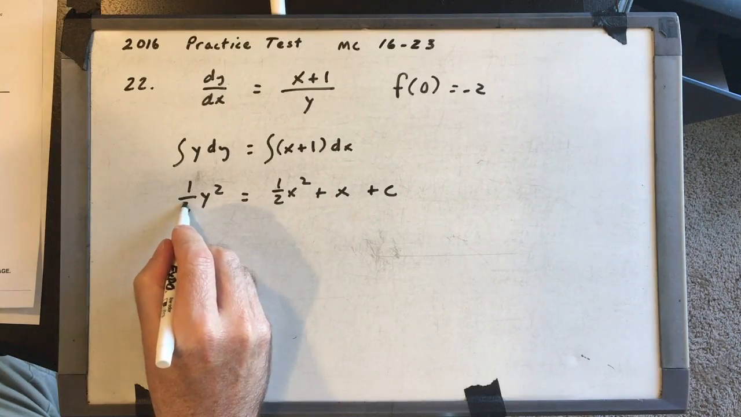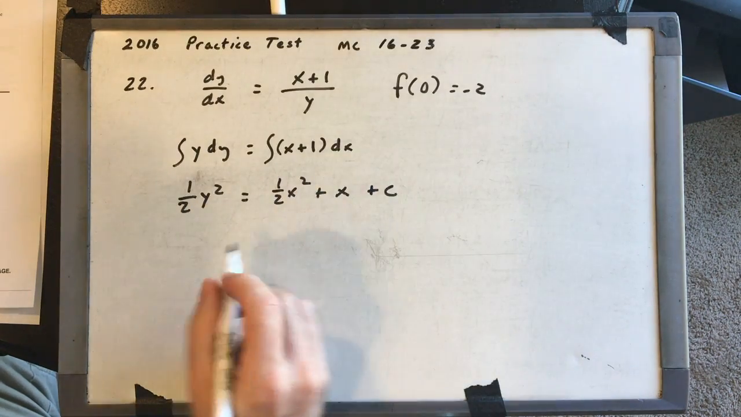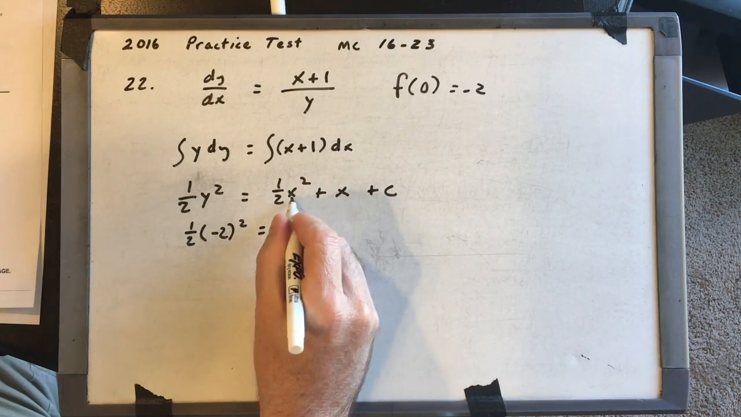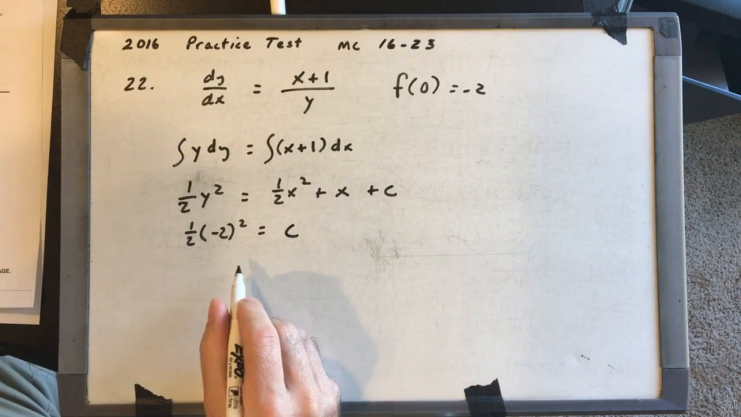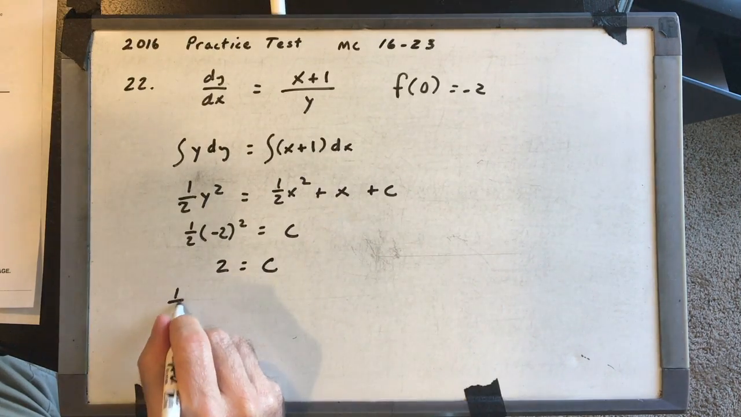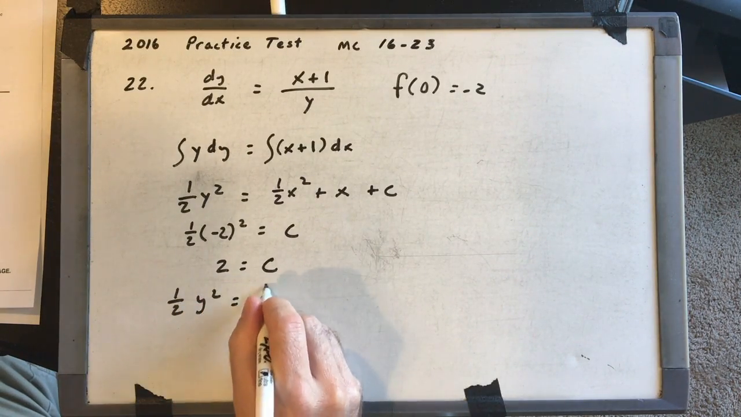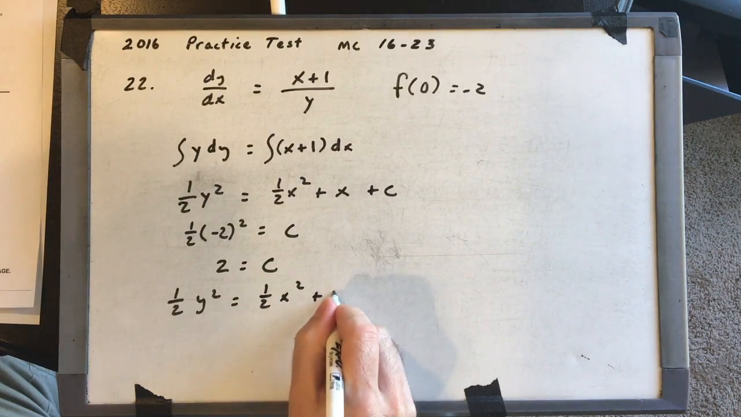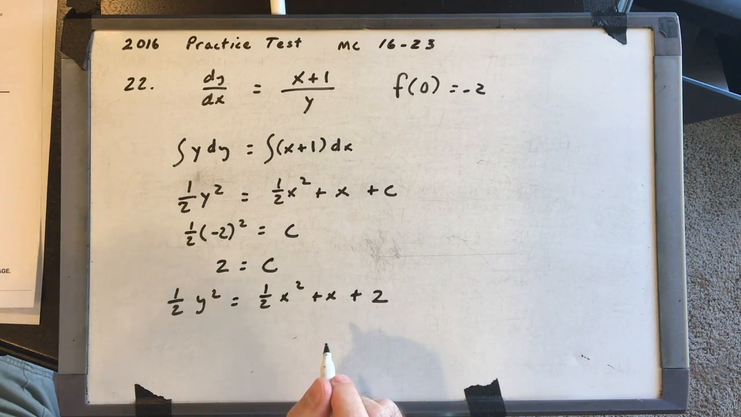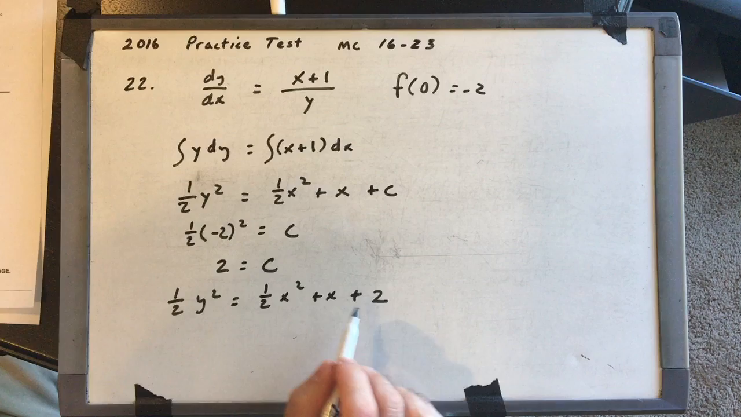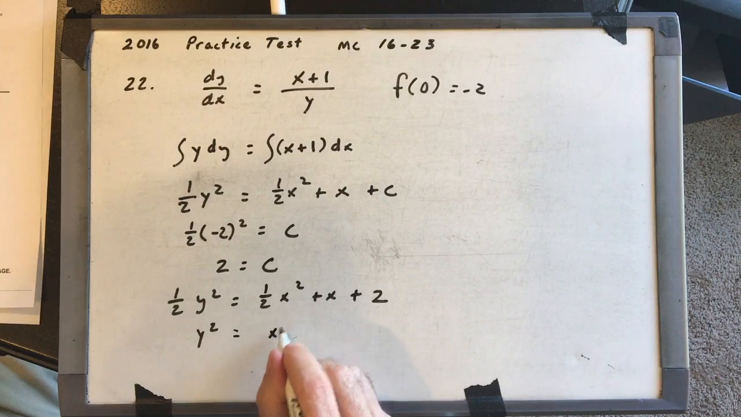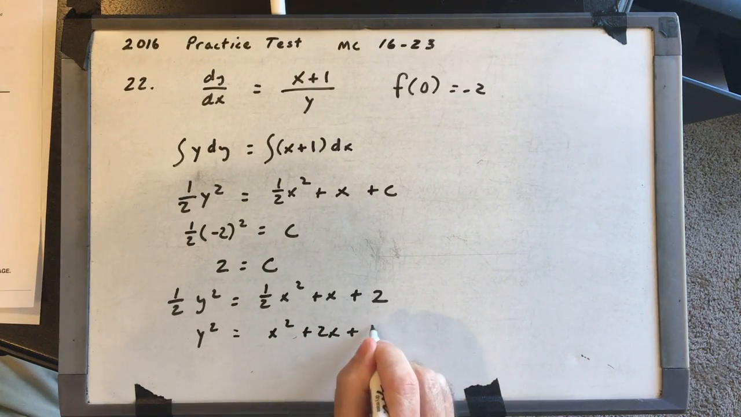Now let's put in the initial condition of 0 and negative 2. So that's 1/2 times negative 2 squared, and the x terms are 0, so it just is equal to c. So we would have 2 is equal to c. So I've got 1/2 y squared is equal to 1/2 x squared plus x plus 2. All right, we just got to solve for y here. Let's multiply both sides by 2. That'll eliminate this 1/2 out front. So that'd be x squared plus 2x plus 4.